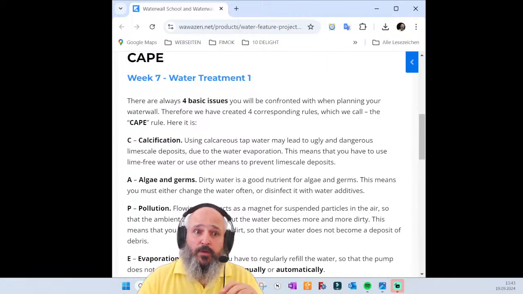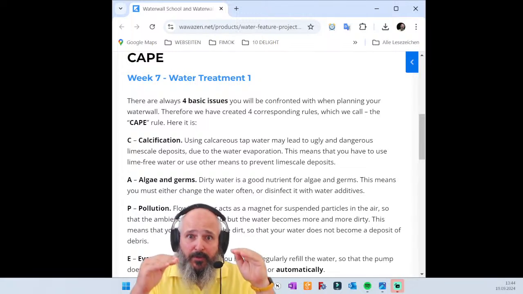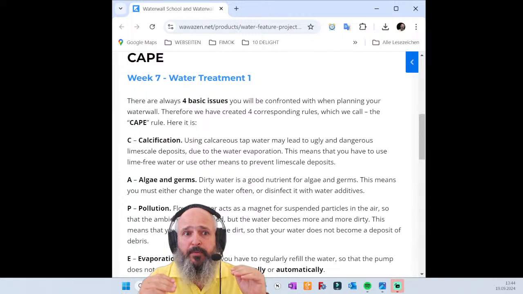It means that on the one hand you need to refill it, and you can refill it manually on a regular basis. If you do so, I recommend that you use a level control, so that if you forget to refill it and the water level gets too low, the pump will turn itself off automatically.